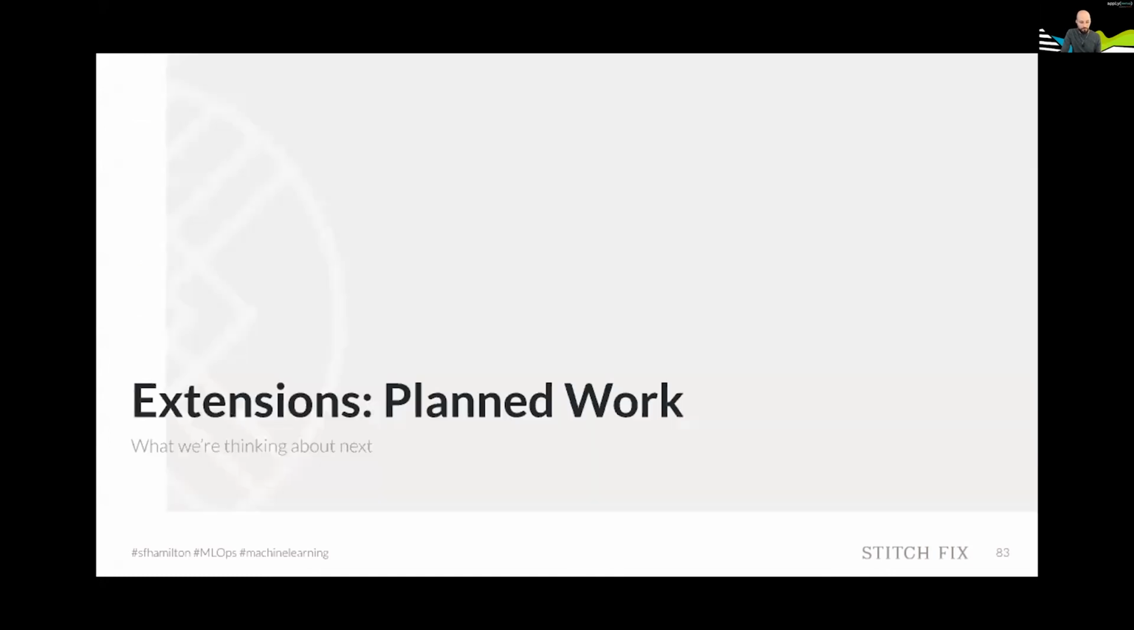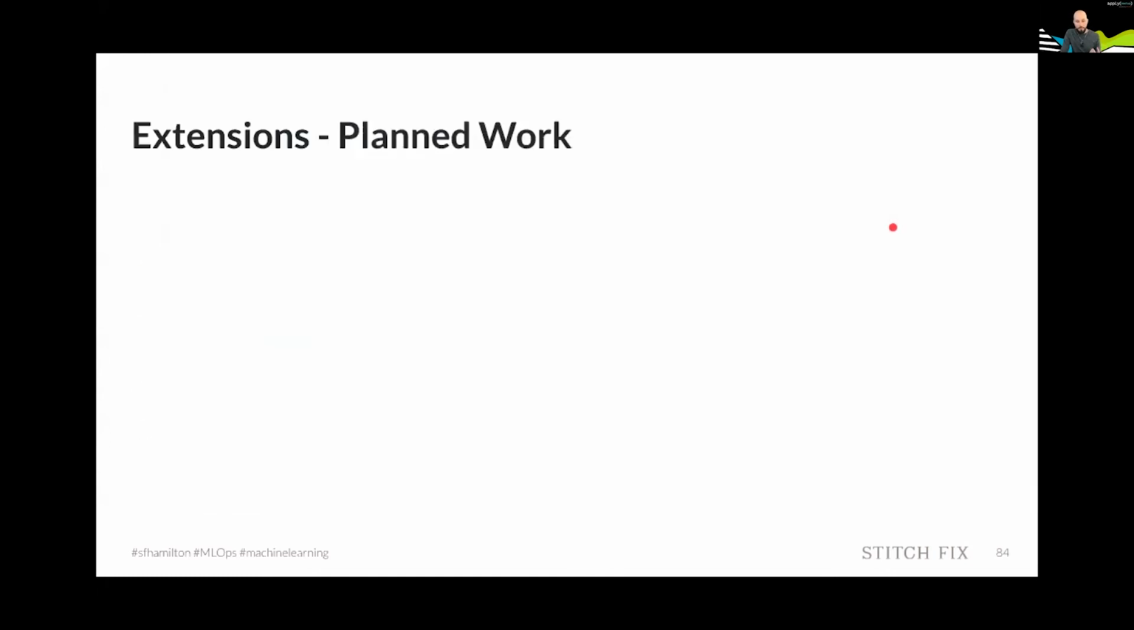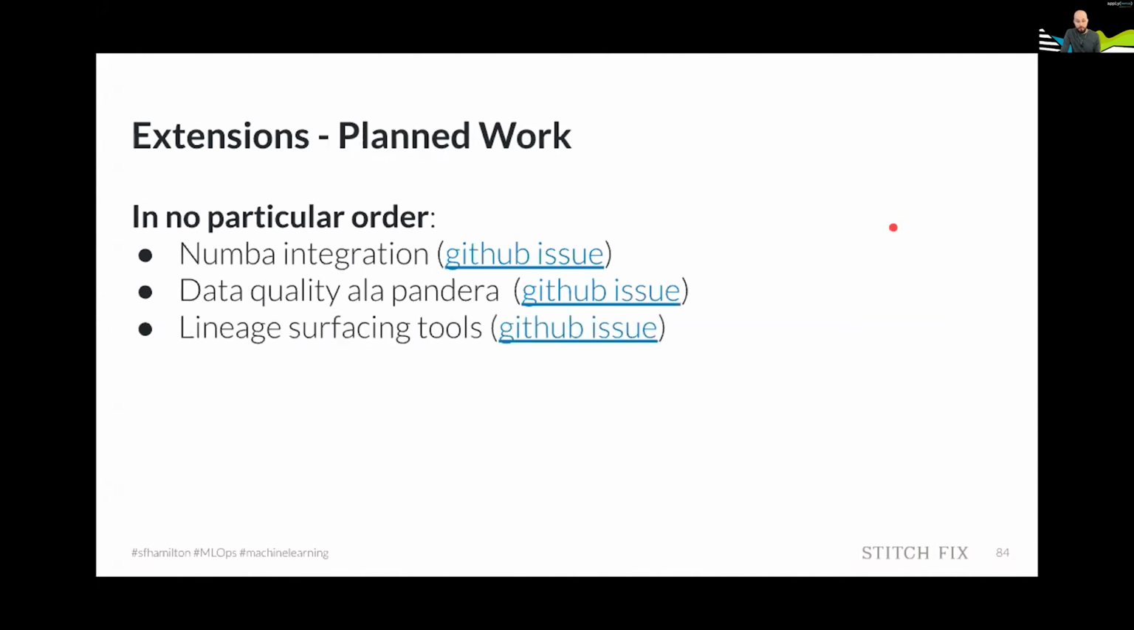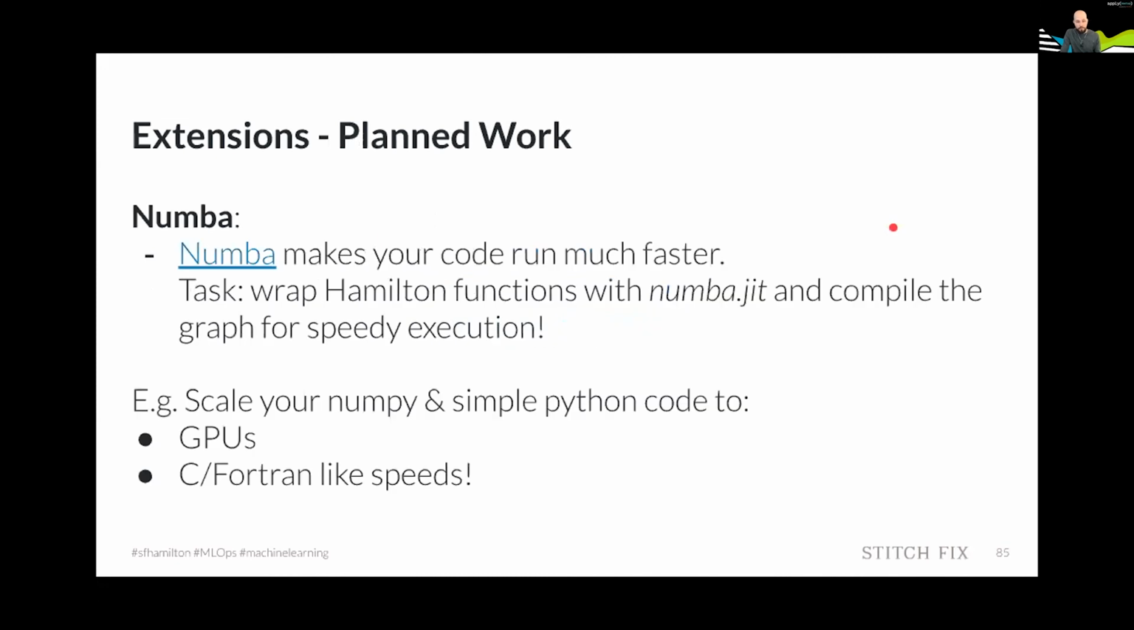In terms of planned work, in no particular order, we're thinking about Numba integration, whether we can include some notion of data quality when you're defining a Hamilton DAG, and lineage surfacing tools. So what is Numba? For those who don't know, it's a way to compile Python code to machine code or compile it to GPU code. And a task here would be, can we wrap these Hamilton functions and compile them for speedy graph execution? This means that if you're doing NumPy work, you should be able to get, according to Numba, very, very good performance gains.